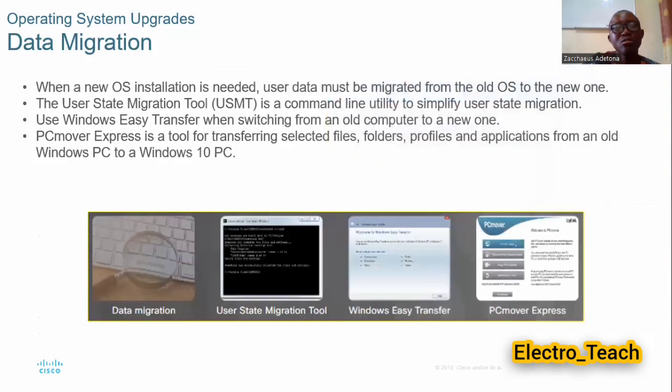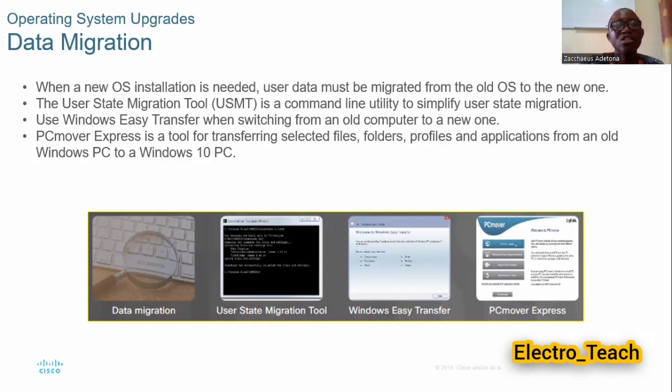Now, data migration. Before you update or upgrade your operating system from Windows 7 to Windows 10 on a particular existing computer, you need to migrate the data. And that is very important. Either you back up all the data out or you use upgrade assistance. So user data, the important files, documents, pictures, videos, and so forth, you need to back them up.